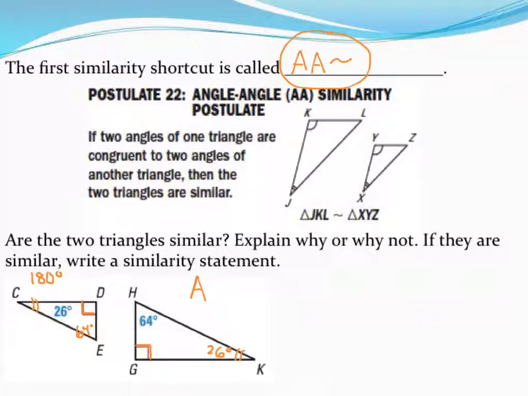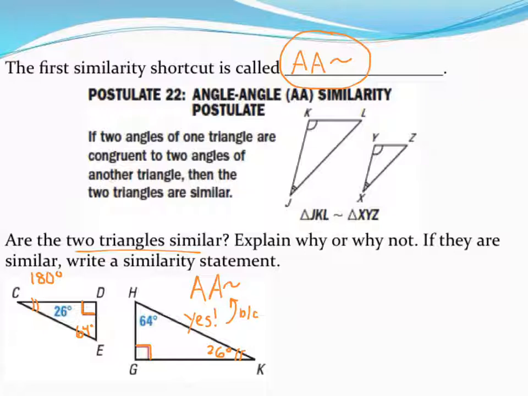And as it turns out, if two angles match up, the third one has to match up automatically. So yes, I get two angles. In fact, I get all three. It only takes two though. So to answer their question, are the two triangles similar? Yes, they are. My reason is going to be what shortcut I used. I'm going to say, yes, these are similar because of AA. I have two angles matched up.